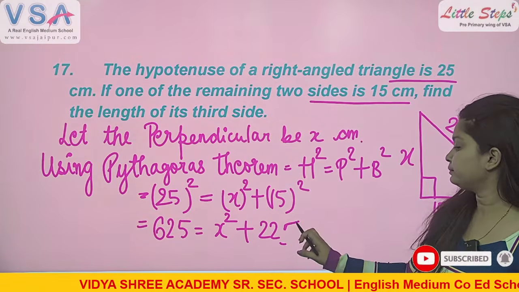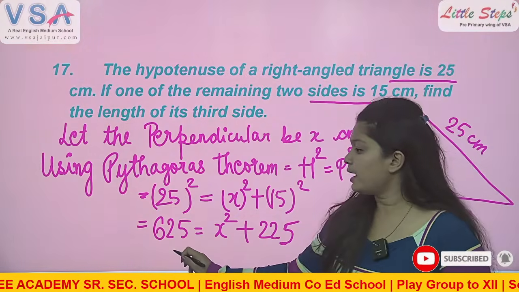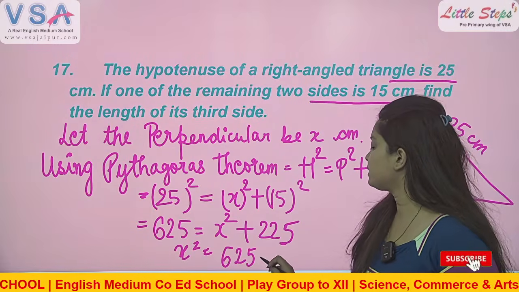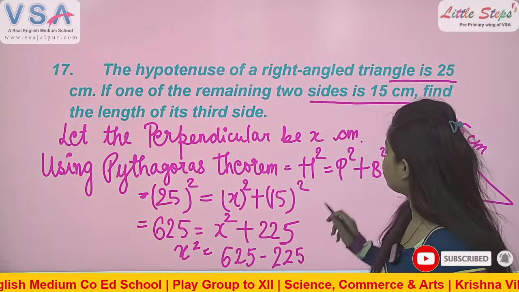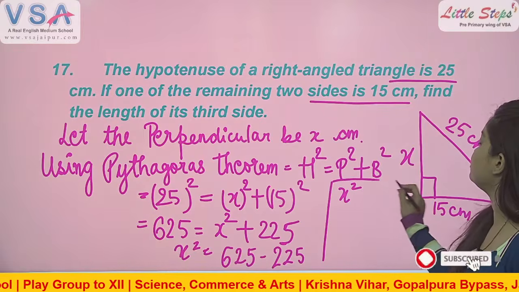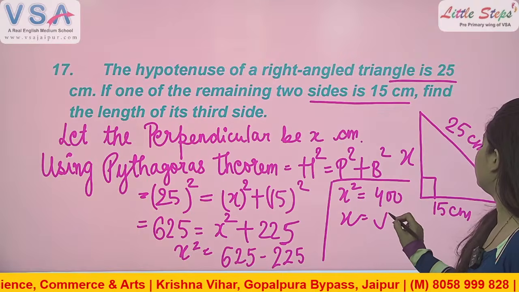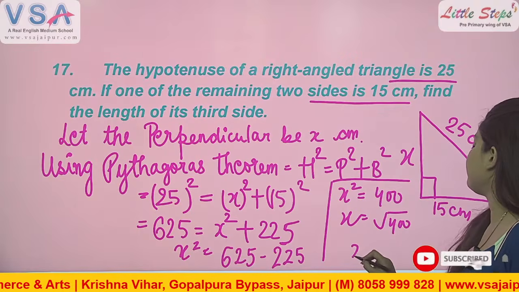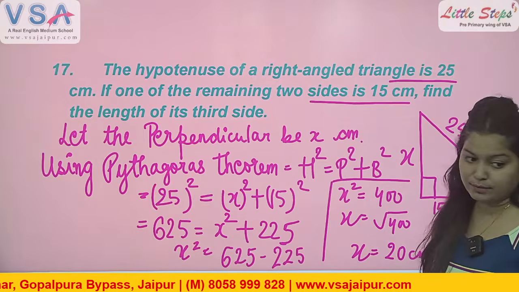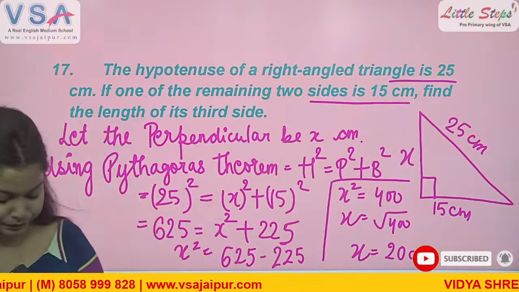Okay, how we will find the value of x? x square is equals to 625 minus 225. While subtracting both the numbers, what we have, x square is equals to 400. Square का opposite what we can do, root, and we have x का value 20 centimeter. The root of 400 is 20 centimeter. Hence the other side is 20 centimeter. Answer. Clear?